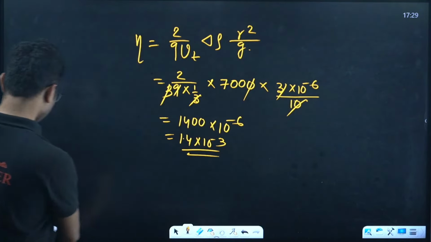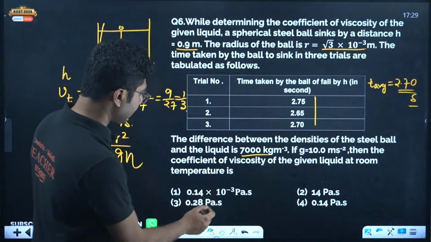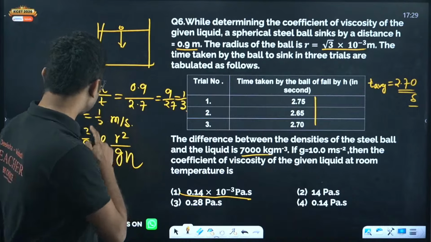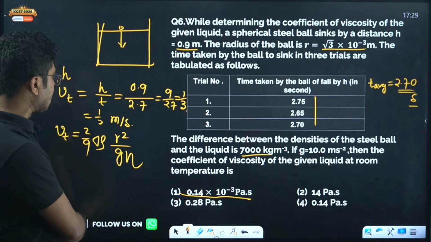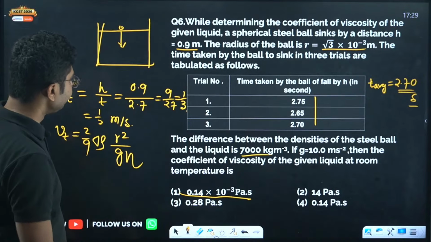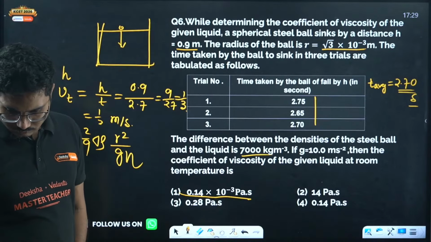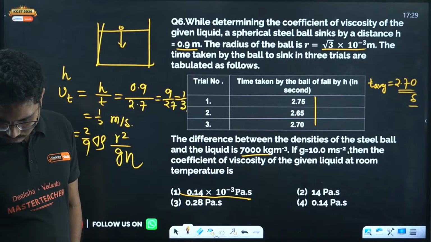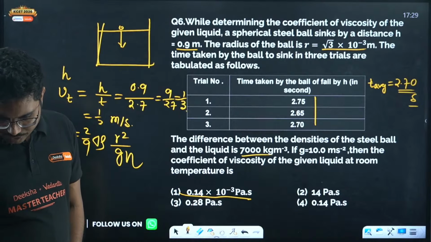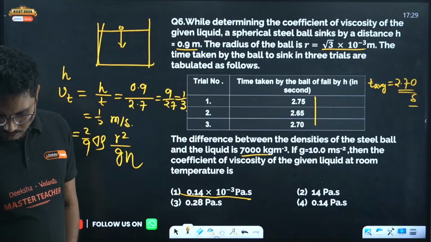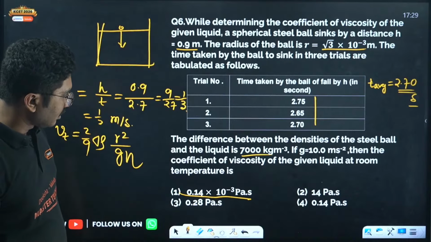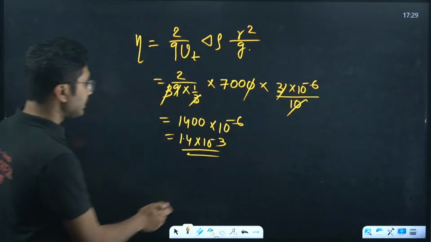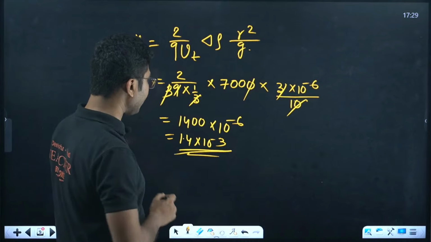So I think there is one value, this should be the correct answer, but I am getting 1 zero less. I don't know why. No, Neeraj, the question, option D, Pascal second. Why option D? So it is coming out to be 1.4 into 10 to the power of minus 3.